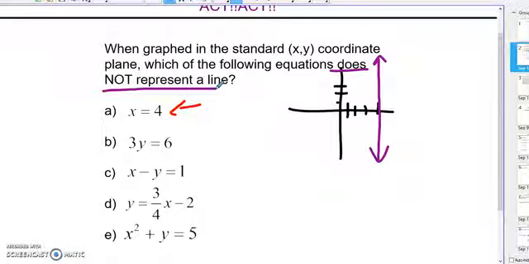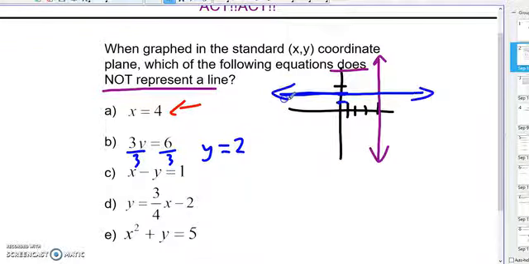Then the next one here is 3y equals 6. Let's convert it into a form we can work with by dividing both sides by 3. We end up with y is equal to 2. And so with y equal to 2, y is always 2. Here's 1 and there's 2, so this is y equals 2. So that's perfectly fine. That is an equation of a line. That's a horizontal line. The other one, x equals 4, was a vertical line.